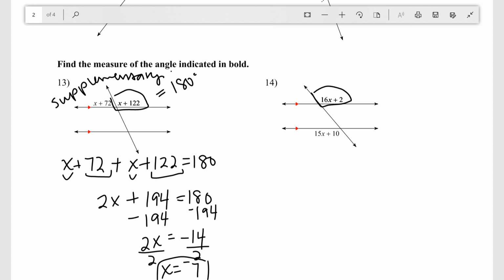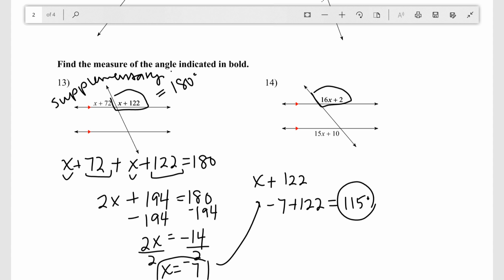So here is where that level 3 pushes you a little bit more. We're going in with another step here. After you solve for x, we are now going to plug it in to solve for that angle measure specifically. So the angle measure that I want to know is x plus 122. Since I know what x is, I have negative 7 plus 122, which is equal to 115. So that is the degree measure for the bolded angle that I wanted to know. And then you're done for numbers 13 and 14.